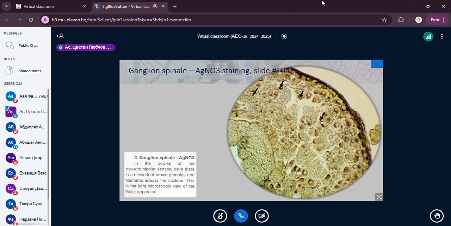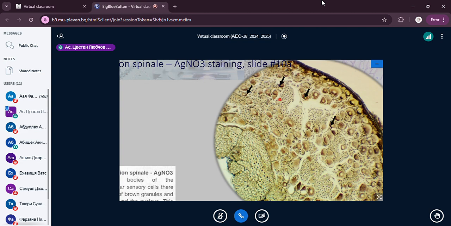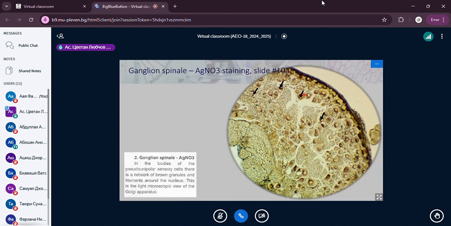How does this look when it's cut? This is the ganglion spinale stained with silver impregnation, guys. What we're going to see here is that in some special areas we see concentration of the staining within these neurons.